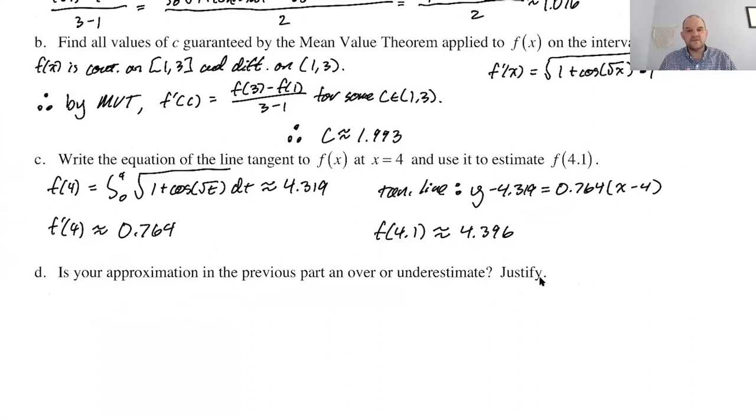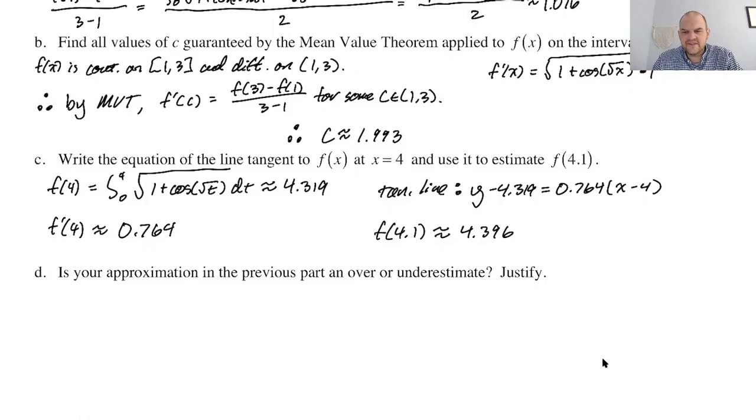Now, is your approximation in the previous part an over or underestimate? Over and underestimates have to do with concavity. So we need to know, is this thing concave up or concave down? This is going to be all calculator, but we're going to look at the second derivative on the interval from 4 to 4.1, right? Not just at 4, because what if there's a point of inflection between 4 and 4.1? We need to know if there's a consistent concavity between 4 and 4.1. If there is, are we concave up, are we concave down? And then we'll go from there. So first, let's go to the calculator and find that out.